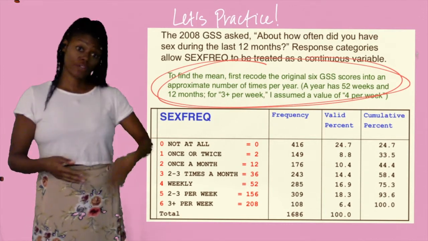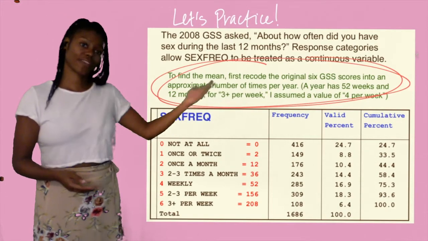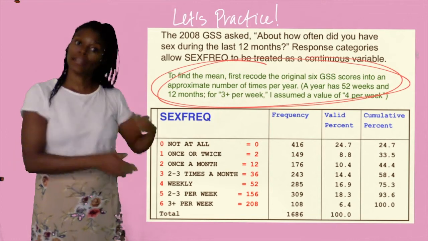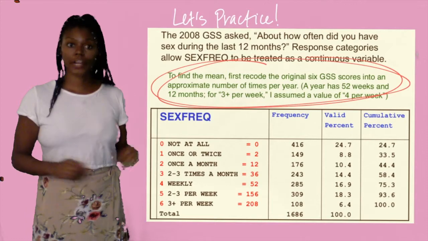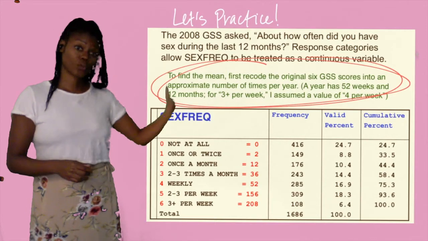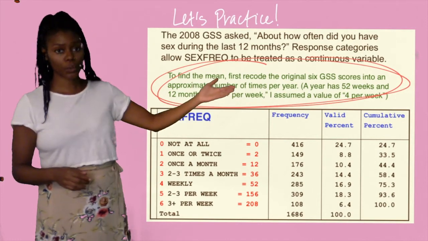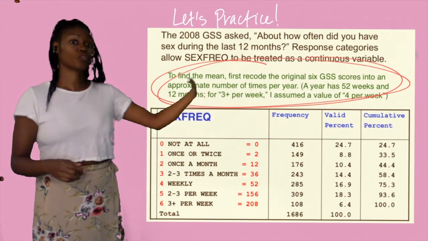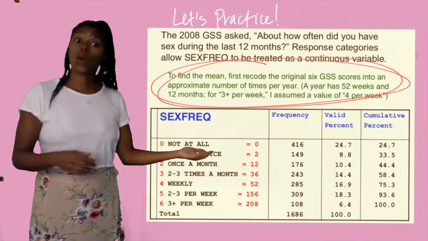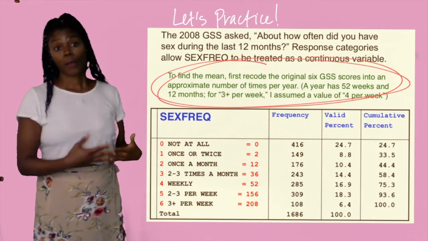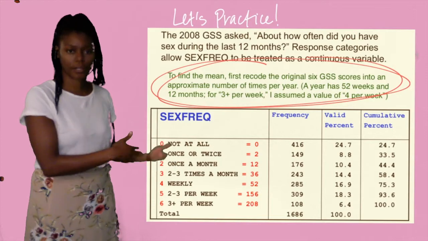So how are we going to do that? It's relatively simple. We're going to take the direction that the categories have already given us and intuitively turn those into numbers. So for not at all, that's 0. Once or twice, we pick the higher ordered always when we're doing this kind of recoding work. So we would pick 2. 2 to 3 times, you'd pick 3. Monthly, that's 12, right? Because there's 12 months in a year. Weekly, that's 52 because there are 52 weeks in a year, and so on and so forth.